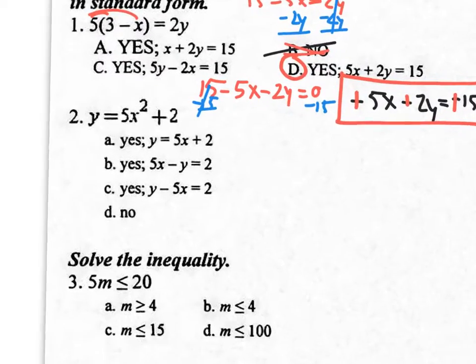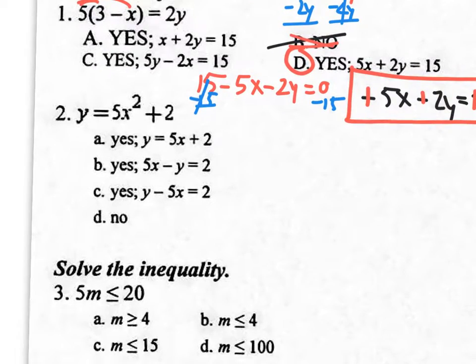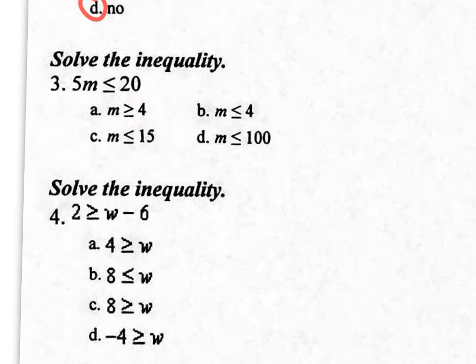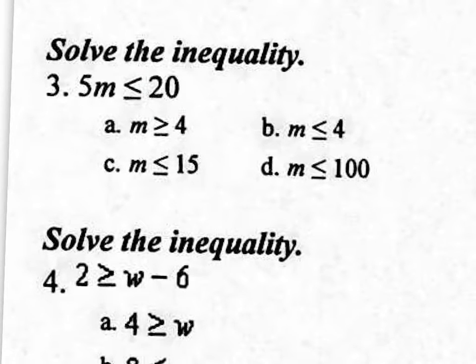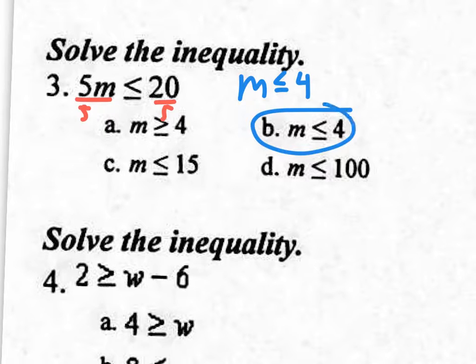So how about number 2? Is that a linear equation? No, because it has x squared. Moving on to number 3. Solve the inequality. How do I solve this guy right here? Divide by 5. Divide by 5. You're going to have m is less than or equal to 4. B.